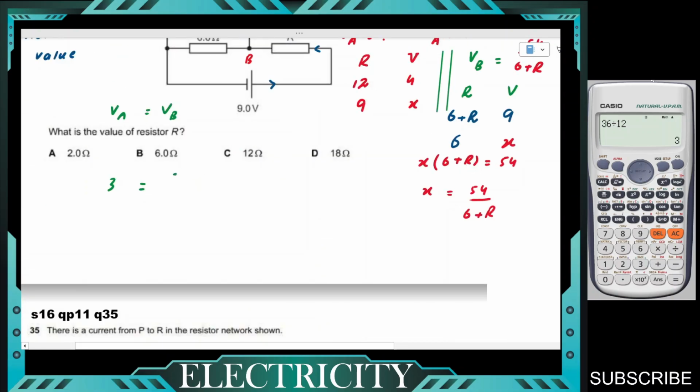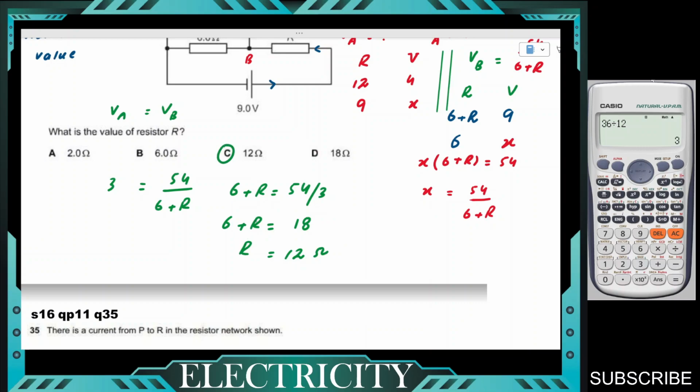We don't have a numeric value for it, we have the expression 6 plus R, and we will try to find the value of R from here. So 6 plus R equals 54 divided by 3, so 6 plus R equals 18. 3 sixes are 18. And R equals 18 minus 6, which is 12 ohms.